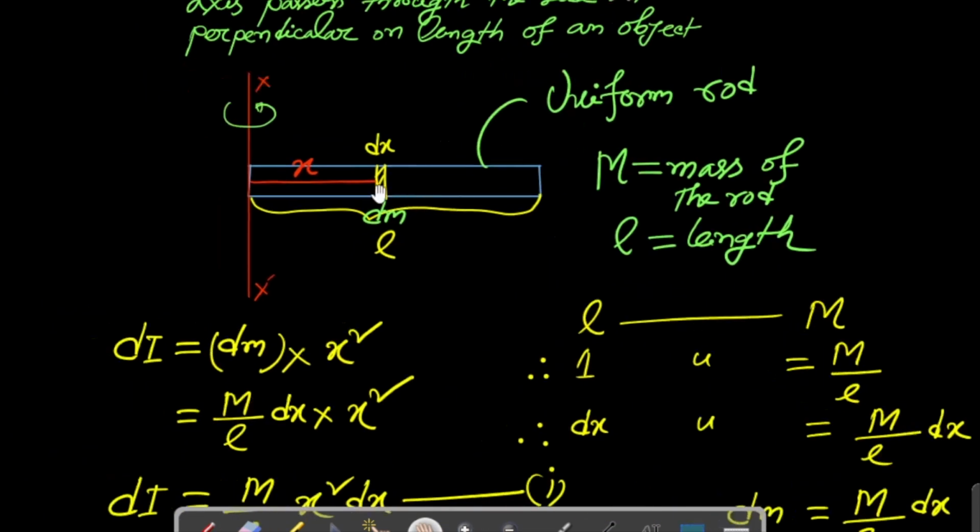Total object is the length of the object. To find the total moment of inertia of this object of length L, our duty is to do a summation. Another name for summation is integration. After applying the integration method, we can find the moment of inertia of the whole object.